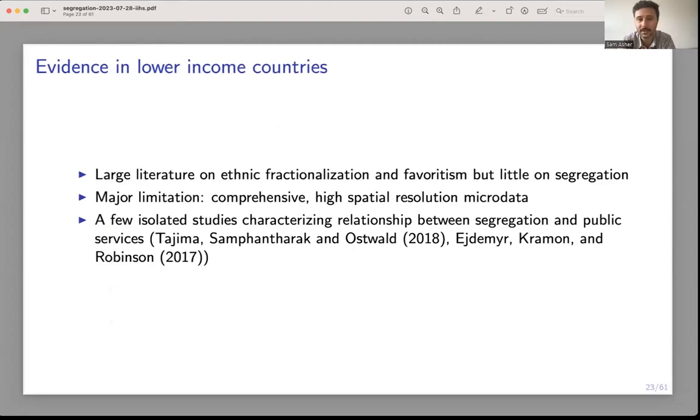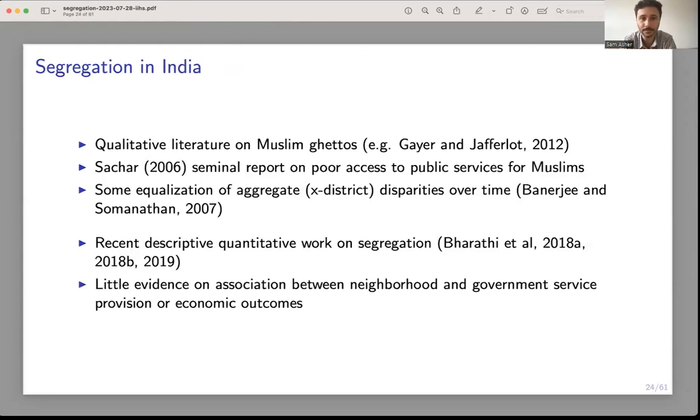We have much less evidence in lower income countries, and I'll just skip past this, but say we have very little evidence on segregation in lower income countries, I think to a large extent because the data haven't been available. And that's why in this paper, a lot of the work that we had to put in was at the first stage in figuring out how do we actually go about measuring both segregation and outcomes in segregated neighborhoods. We do know quite a bit qualitatively and a little bit quantitatively about segregation in India.